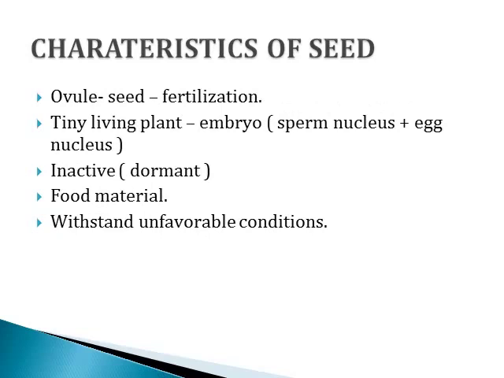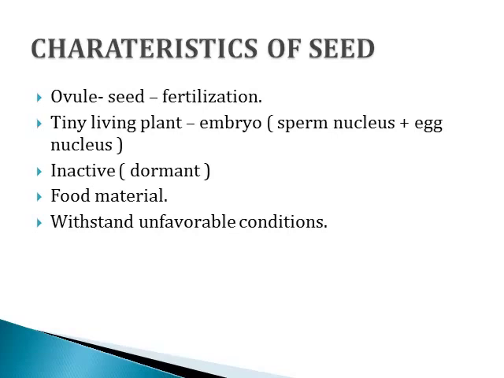Characteristics of seed. First, the matured, fertilized ovule is a seed, and it is a tiny living plant called the embryo. It's a formation of sperm nucleus plus egg nucleus. When the sperm nucleus and the egg nucleus fuse together, they form an embryo. From there a tiny living plant comes out, and after its formation the embryo remains inactive, that is in a dormant stage, until it is exposed to favorable conditions for growth.